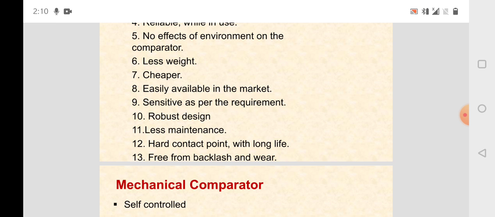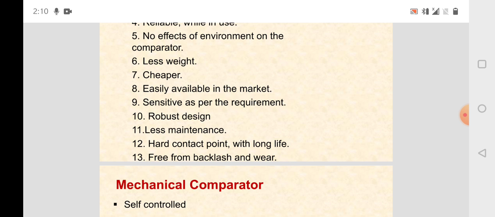Because the probe or the plunger of this comparator is coming in contact with the workpiece, that probe should be hard, so that there is not any wear and tear easily. That is required for the long life of the comparator. Then free from backlash and wear.